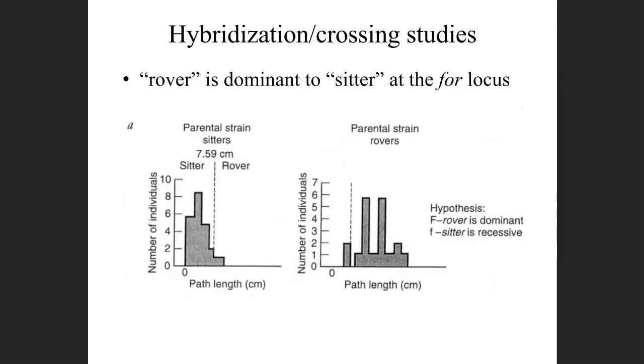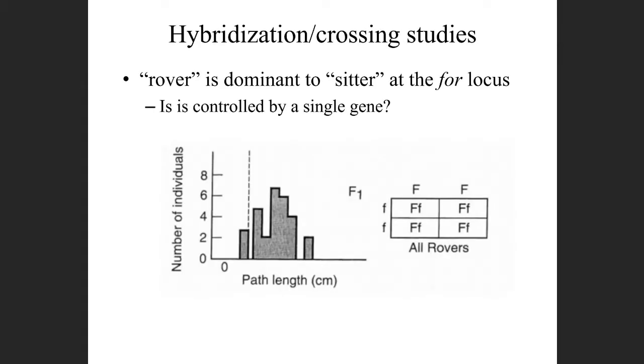And it's kind of interesting if you take true breeding, homozygous rover and sitters, and you breed them, then you're going to get rover offspring. Rover is dominant to sitter at the foraging locus, which is kind of cool. It just shows that this is a single gene effect that's behaving in Mendelian fashion. So one question is, is it controlled by a single gene?